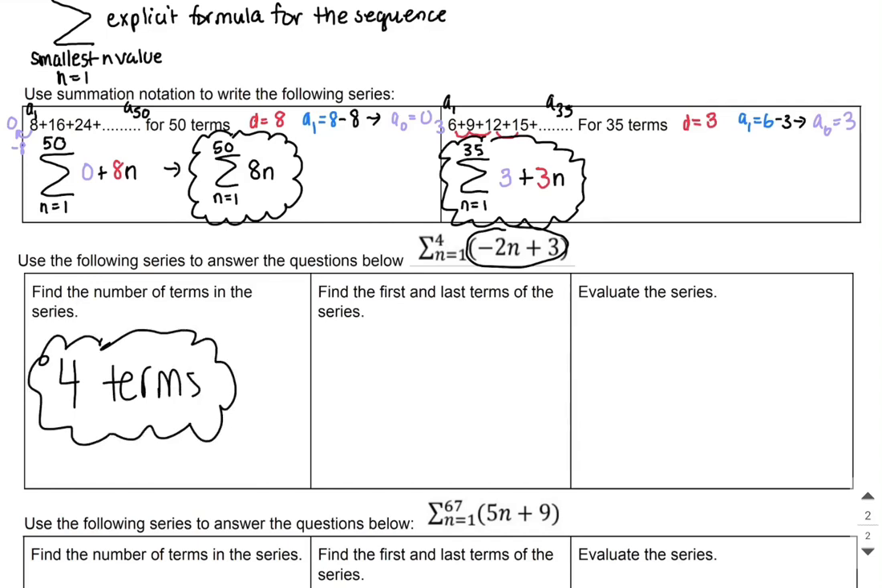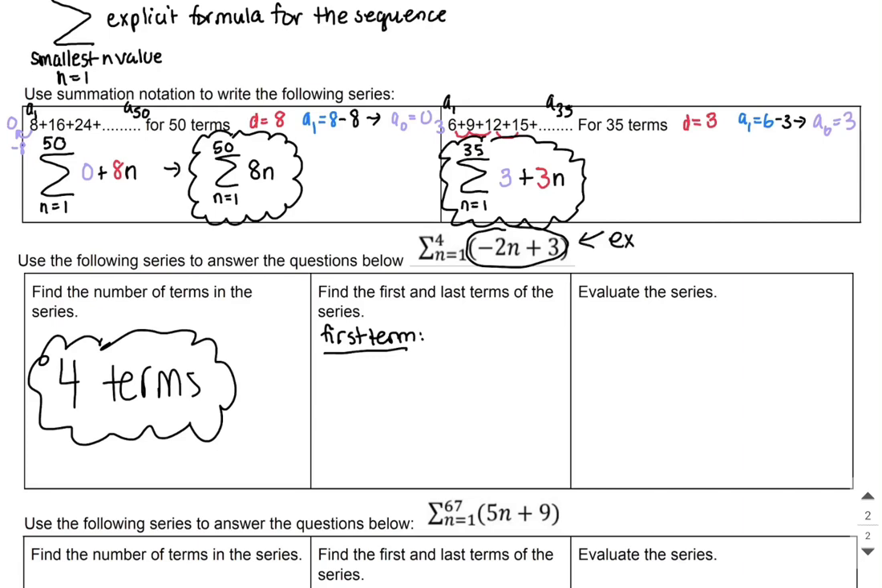The next thing I want to know is the sum of the first and the last. So I want to find what's the first term and what's the last term, because I'm going to use those sums multiplied by the amount of pairs that I have to find my final sum. So I'm going to start with the first term, and to find it, I'm going to use my explicit formula.